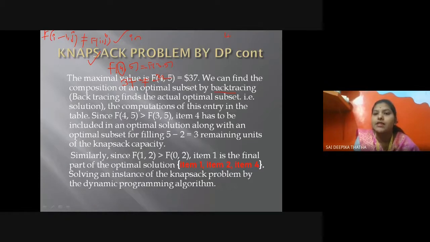Now I am writing outside what are the items to be inserted. Fourth item can be inserted into the table using this condition. If these two are not equal, the next thing we are going to do is subtract the values and the weights, and then we will proceed for the next one.